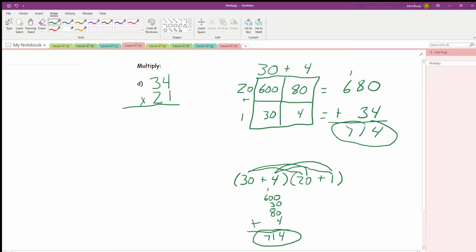For the shortcut method, we're going to do 1 times 4 is 4. 1 times 3 is 3. We're going to leave our 0 here for the shortcut method. And then we're going to do 2 times 4 is 8, and 2 times 3 is 6. We're going to add those up. We've got 4, 11, and carry the 1. We've got 714. All 3 of our answers match.